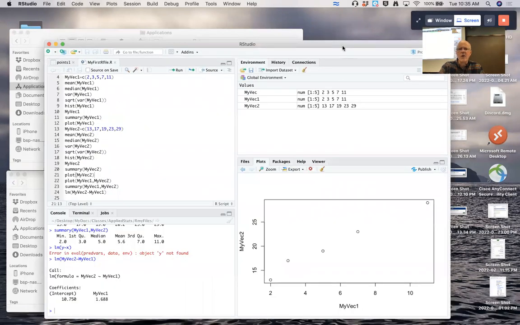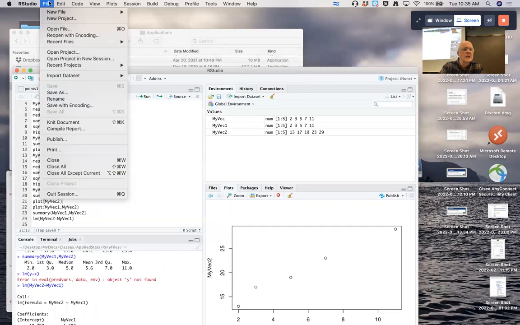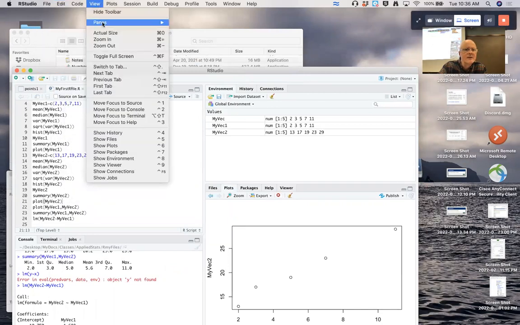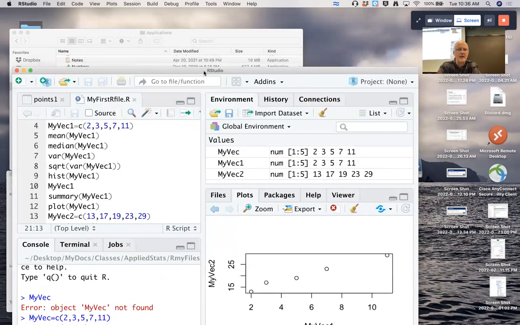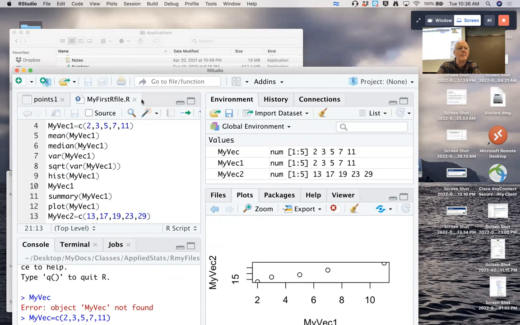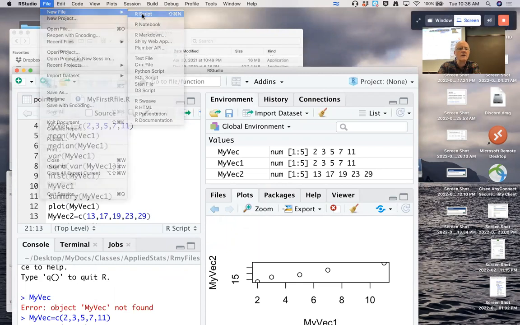use RStudio. RStudio is an interface that makes working with R simpler, so you should also make sure you download RStudio. I know this is small. I haven't looked to see if I can increase the size of this yet. View, size, zoom in. Okay, we can zoom in with equal signs. Okay, that's a different thing. Let me make a new file, a new R script file here.